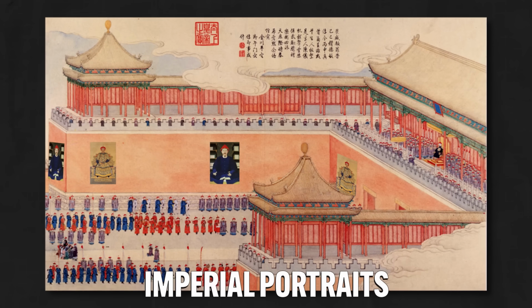Now, remember that the Qing were Manchu, not Han, like the rest of the Chinese people over which they ruled. So how does an emperor legitimize power over people who think he's an outsider? Well, Kangxi went ahead and hung imperial portraits of himself all around the city.